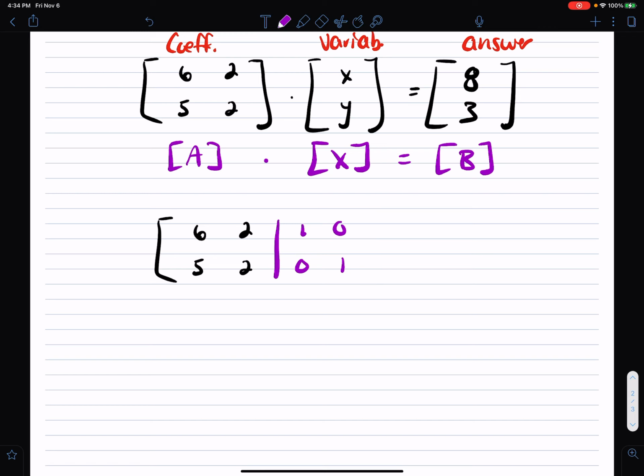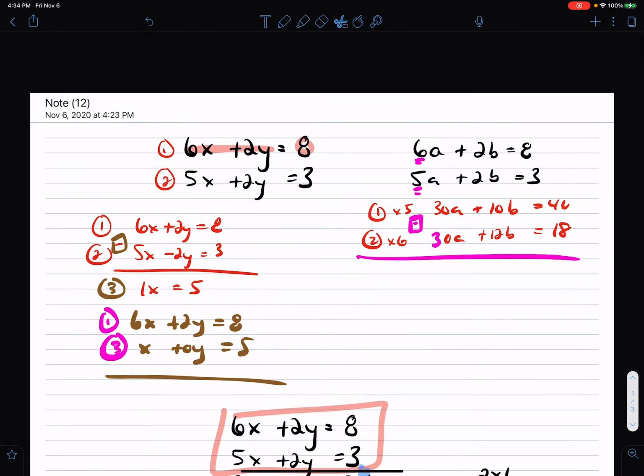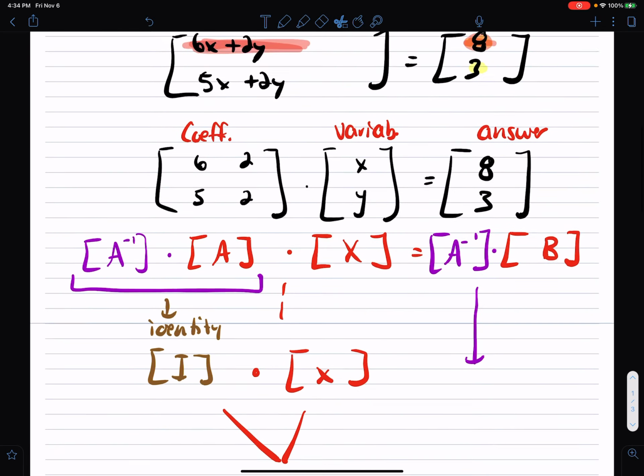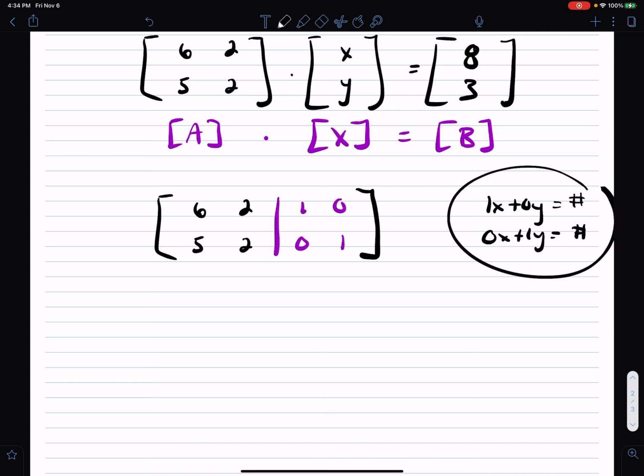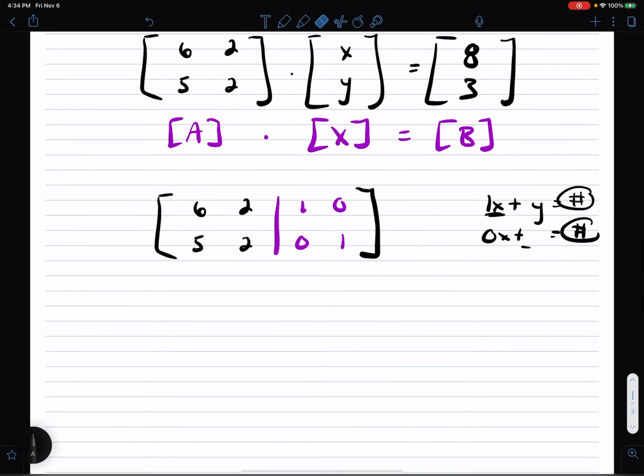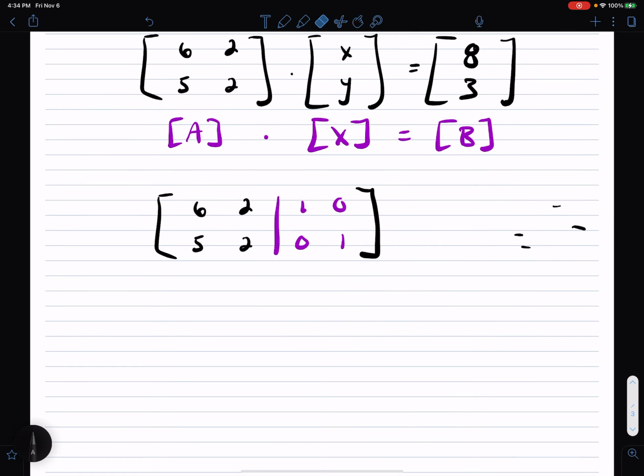I like this moment to remind myself of why I connect it with the identity matrix. Wouldn't these two equations be the ones that we want? I wish I could have an equation, I'll just write it somewhere else. If my equations were just 1x plus 0y equals a number and 0x plus 1y equals a number, I would be done solving my system, because I know x would be this and y would be that. So that's what I wish my system would look like. That's why I augment it with that identity matrix.